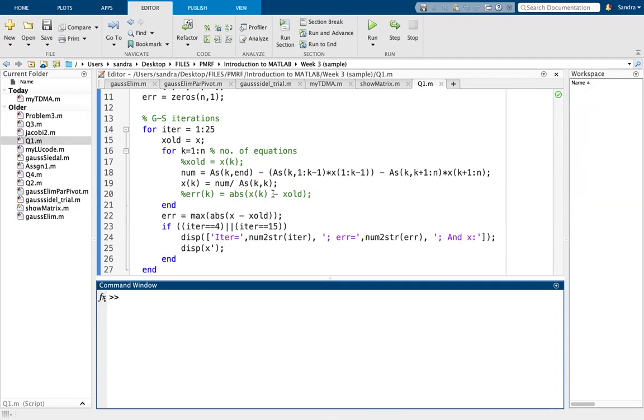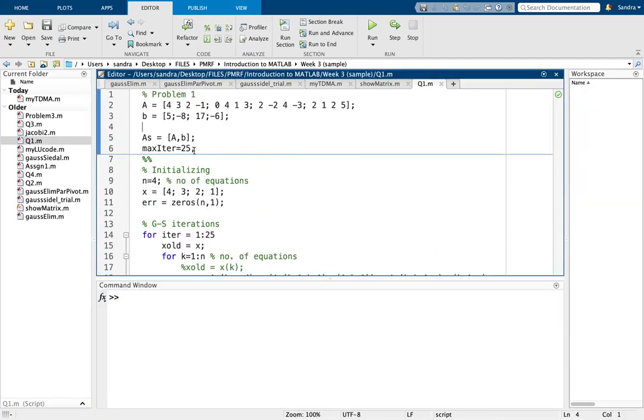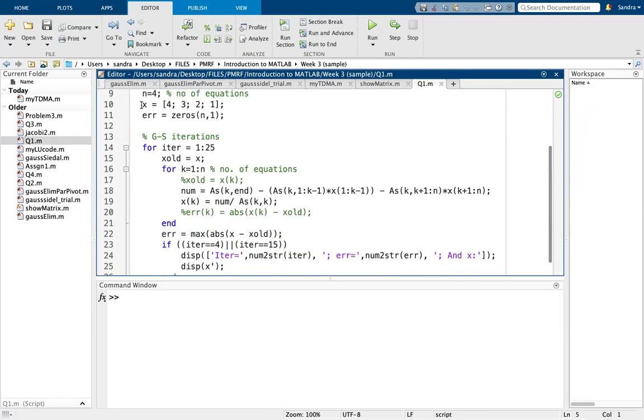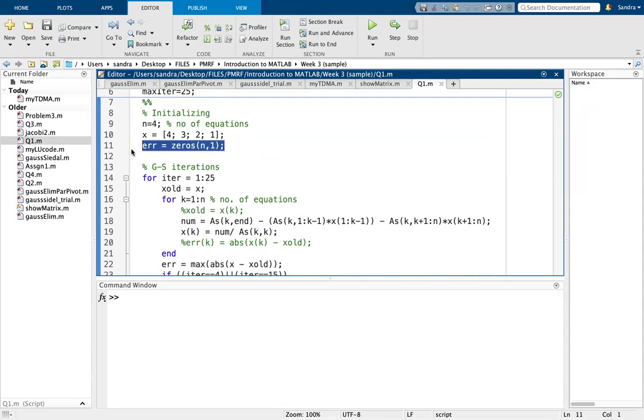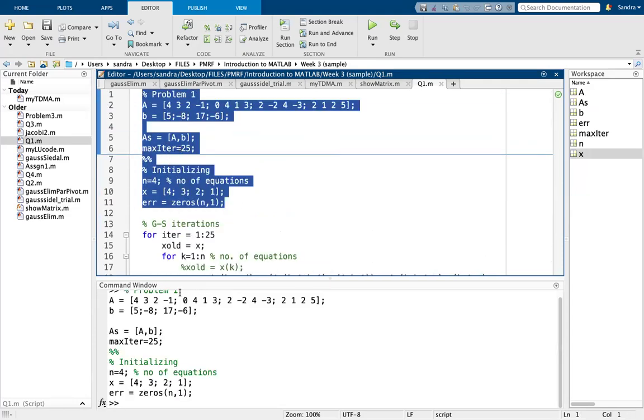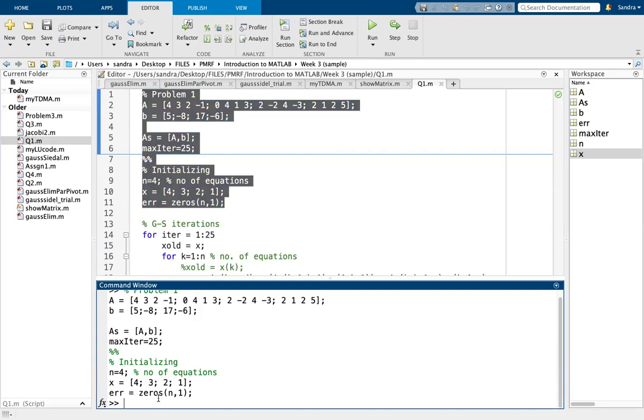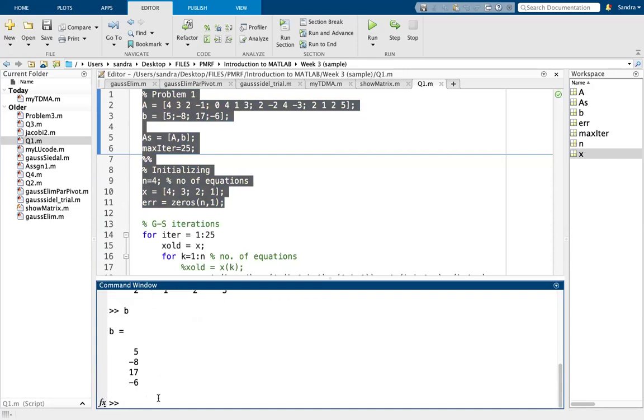Now what I do is, this is A, this is B, this is the AB matrix. I have made the augmented matrix. This is my initial X values, the initial guess. And this is the number of equations. So there are 4 equations, 4 unknowns. The error I'm just declaring to be all 4 zeros. So far, these are the initial values I have: this is my A, this is my B, this is my augmented matrix, and these are my error values, all zeros initially, and this is my X values, the initial guess.